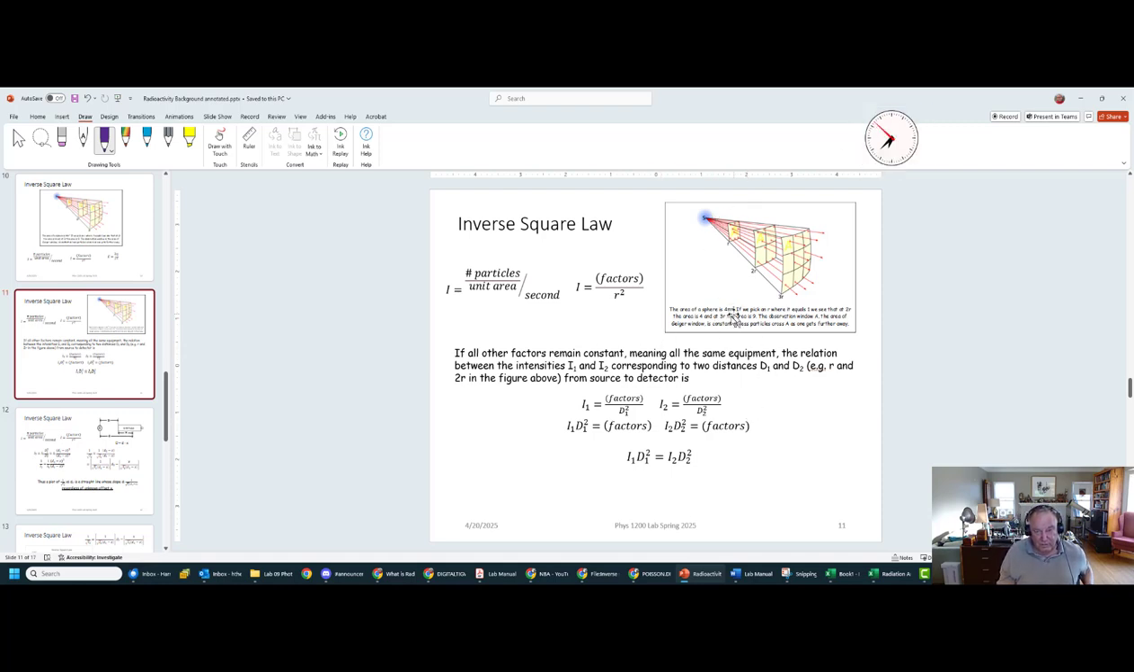But what I want you to see is that we can define an intensity at one place and an intensity at another place. Notice we're using D1 and D2 as our R. If we do the cross multiplication, and of course these factors are going to be the same for both because it's the same source, same detector, we see that we can set these two quantities equal to each other.